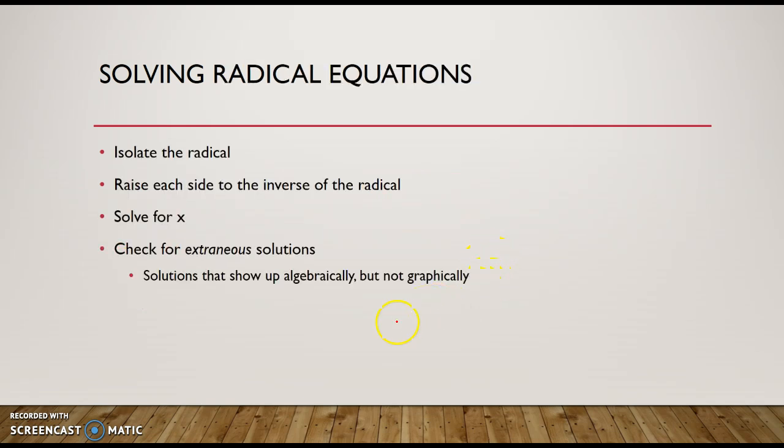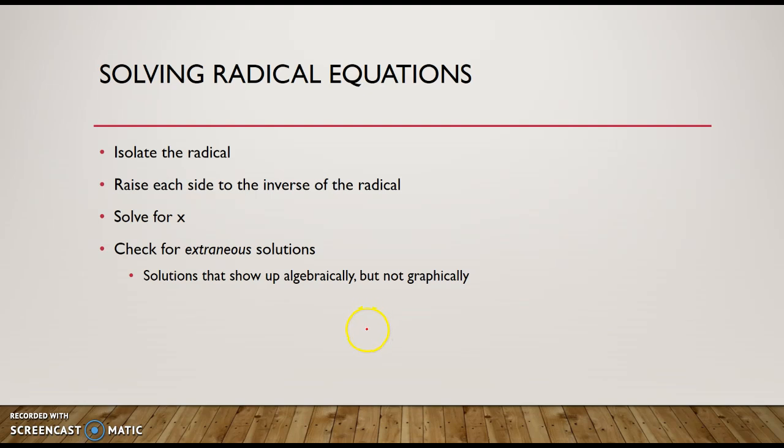The same thing goes when you solve radical equations. But our first step is to get the radical by itself. So you're going to move everything over except for the radical and what's underneath the radical. And then you're going to raise each side to whatever the inverse of that radical is. So if it's a square root, we're going to square both sides. If it's a cube root, you're going to cube both sides. Whatever the opposite is, so whatever your index is, that's what you're going to raise it to. So it becomes your exponent. Once you do that, your radical goes away and we can solve for x.